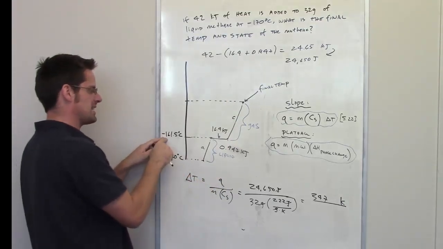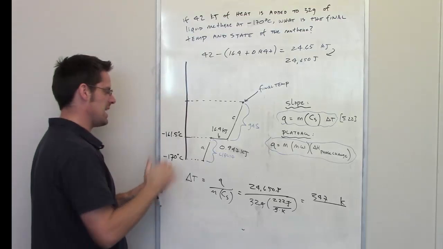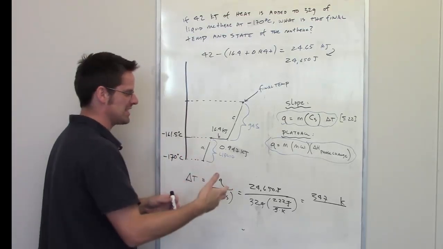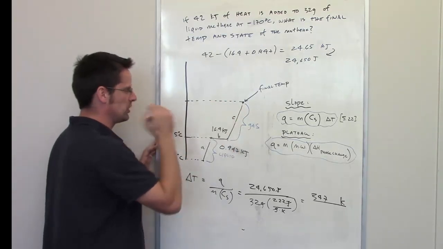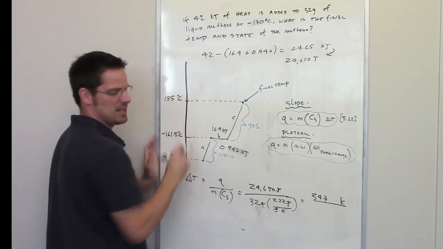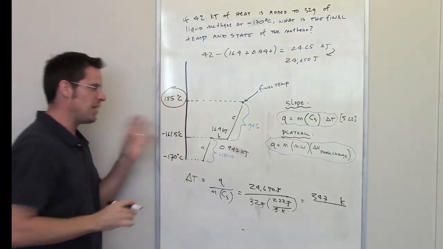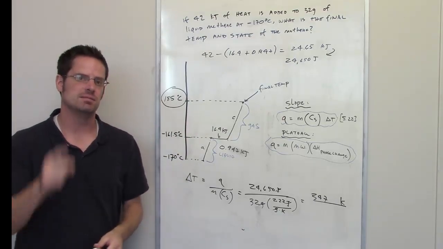I'm starting at a temperature of negative 161.5. So if I'm starting at negative 161.5 degrees Celsius and I add 347 to it, I should get to a final temperature of 185 degrees Celsius. So that is the answer. That's the final temperature, and it asks you what the final state is, and the final state is a gas.